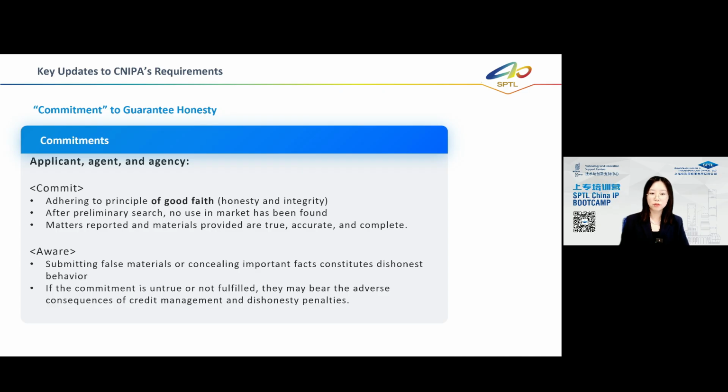This commitment includes several key responsibilities. The applicant, agent, and agency must adhere to principles of good faith. They must confirm that, after search, no use of the trademark has been found. All reported matters and submitted materials must be true and complete. They acknowledge that submitting false materials or concealing important facts constitutes dishonest behavior. If the commitment is untrue or not fulfilled, it may result in credit penalties or other adverse consequences.